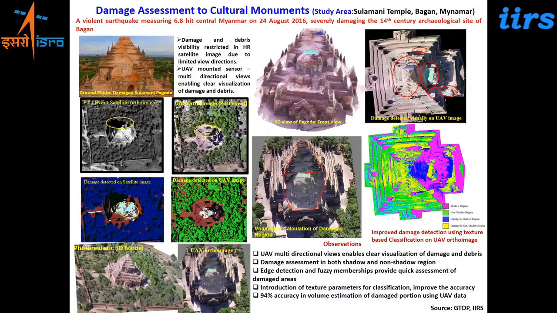So the advantage is you can get the data in both shadowed and non-shadowed areas. Damage assessment can be done in both regions, right? And the estimation of the volume of the debris was as good as 94 to 95%.